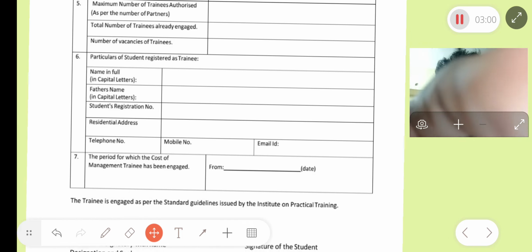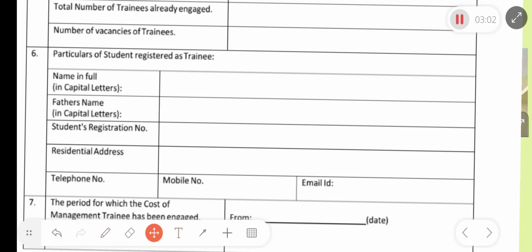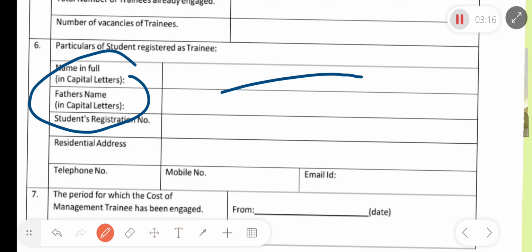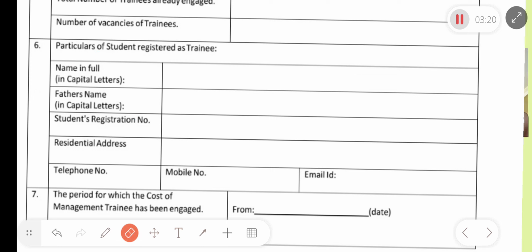Coming here, we see this is the student's registered address, and your name and your father's name, all in full, with the full address, in capital letters only. So here we see only capital letters mentioned. These forms will be available on the institute website also. Enter the student's registered number, residential address, telephone number, mobile number and email ID.